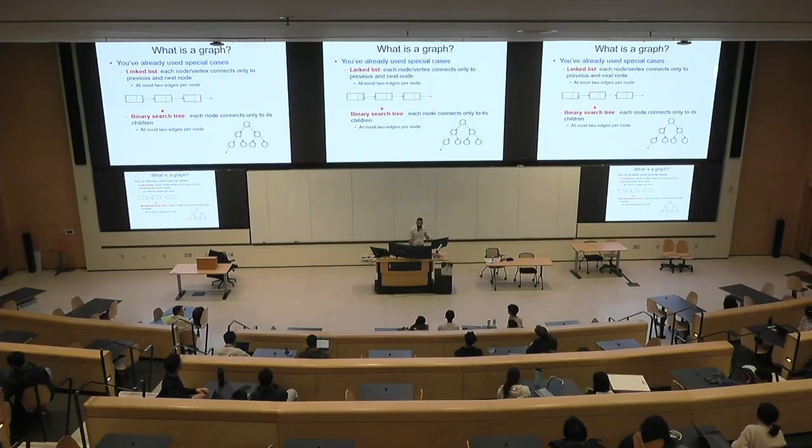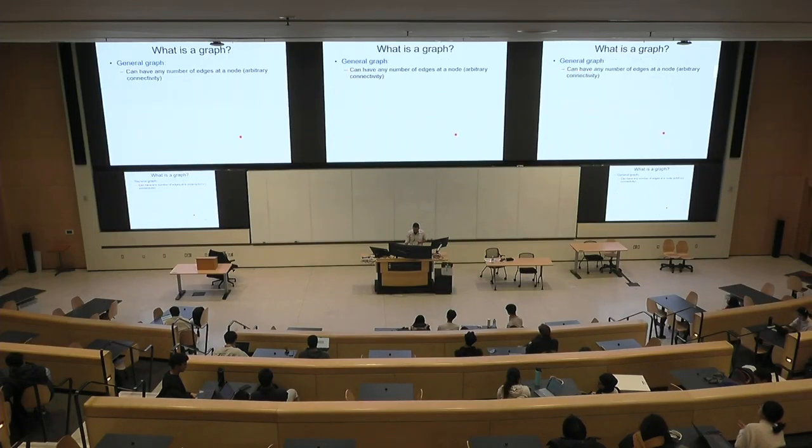Another type of data structure that is a special case of graphs is the binary search tree. Each node basically connects to 2 children, and so again, there are at most two edges per node. There are certain types of binary trees that also talk to the parents, so you can also have more edges that go back, okay? But in a more generalized graph, you can have as many edges at a node as you want, so it's very arbitrary, and there are no special cases to handle them.